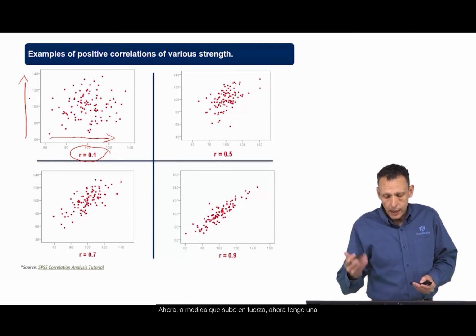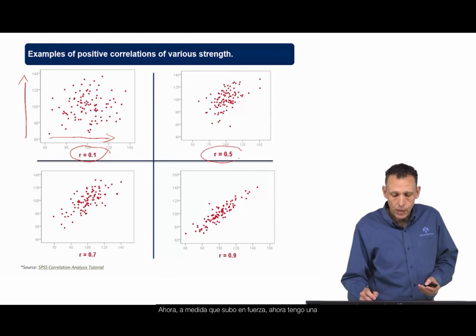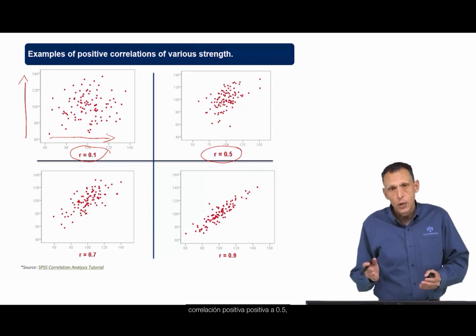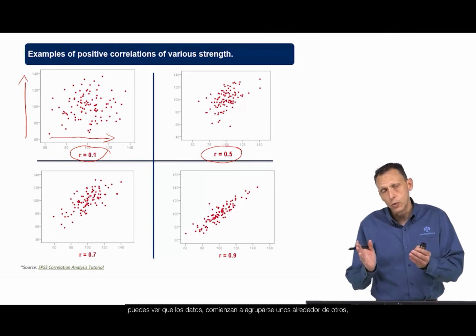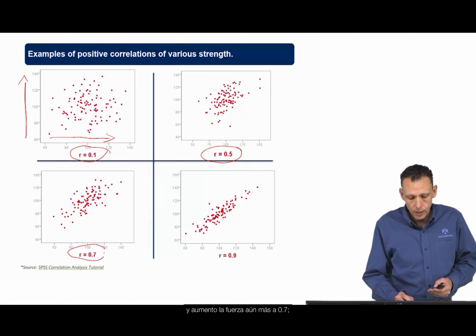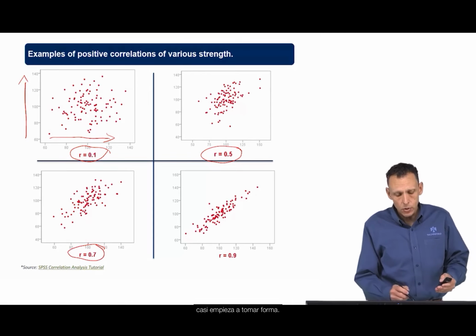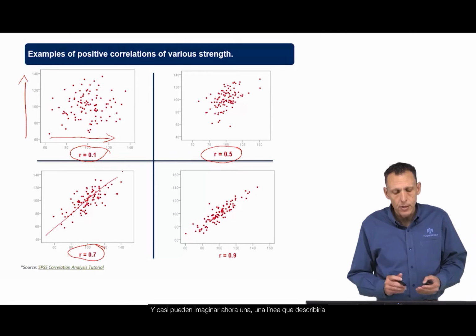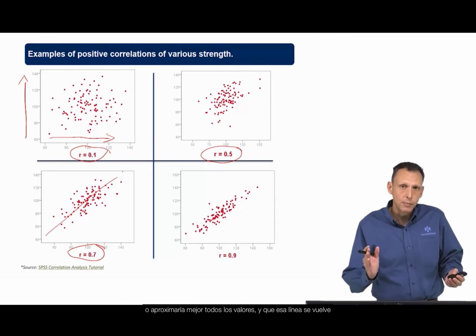Now, as I go up in strength, so now I have a positive correlation of 0.5, you can see that the data begin to sort of cluster around each other. And as I increase the strength even more to 0.7, it almost starts to take the shape. And you can almost imagine now a line that would best describe or approximate all the values.